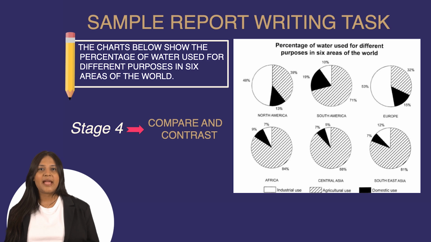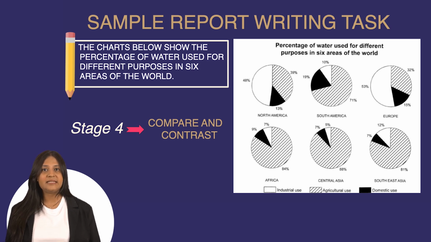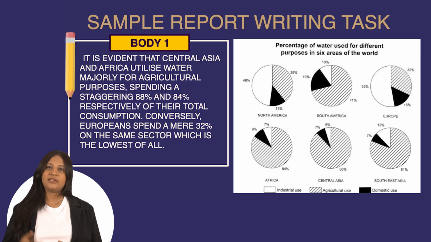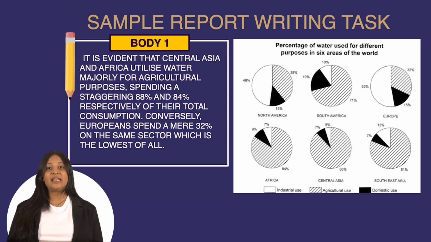It is time to compare and contrast our observations and selections in their respective bodies. Here is a sample body paragraph for this question. Body 1 reads, "It is evident that Central Asia and Africa utilize water majorly for agriculture purposes, spending a staggering 88% and 84% respectively of their total water consumption. Conversely, Europeans spend a mere 32% on the same sector, which is the lowest of all."